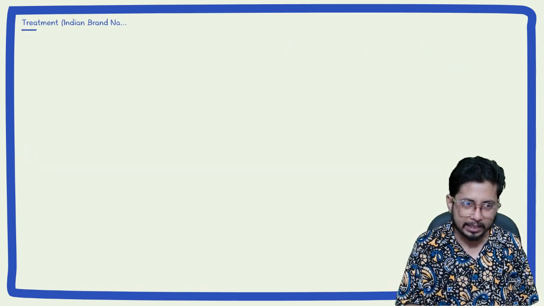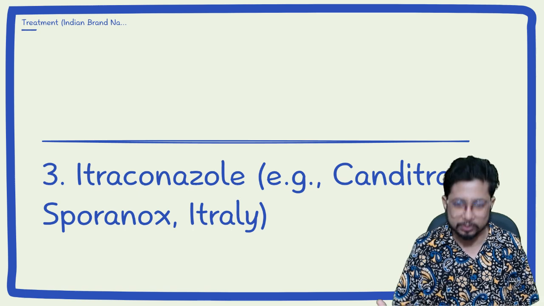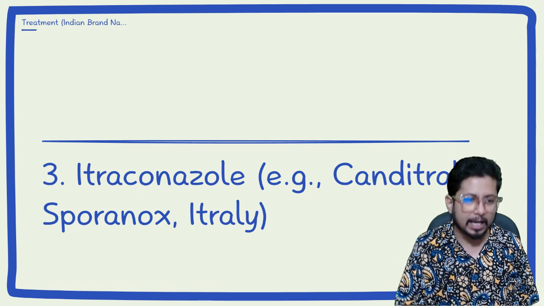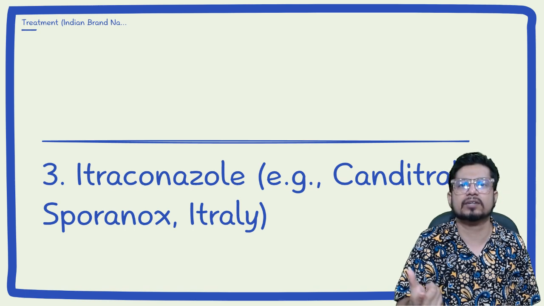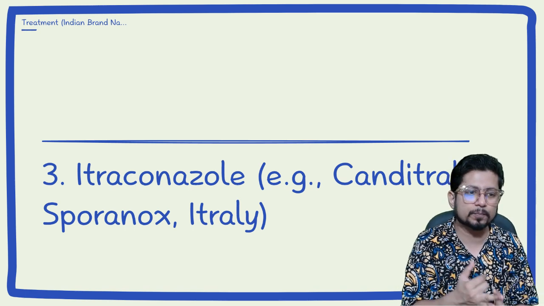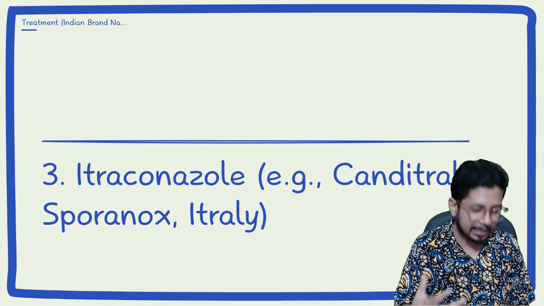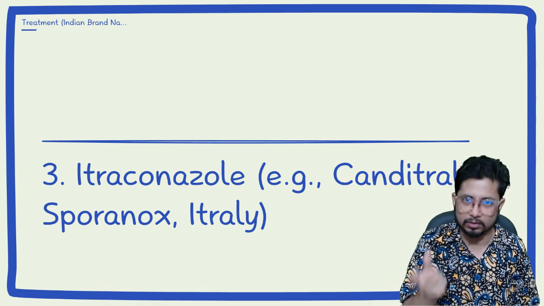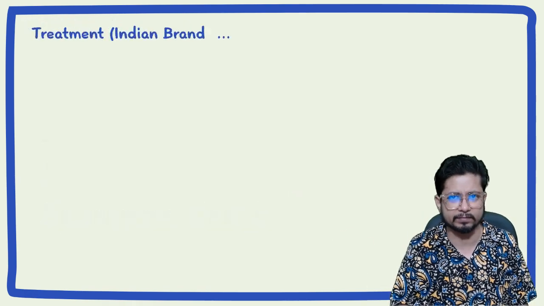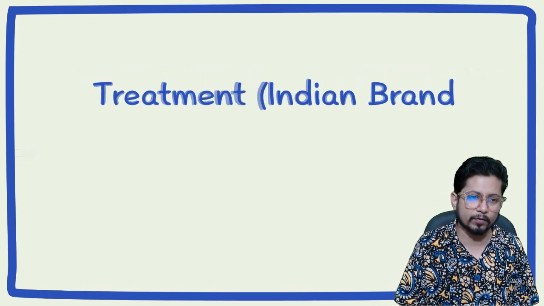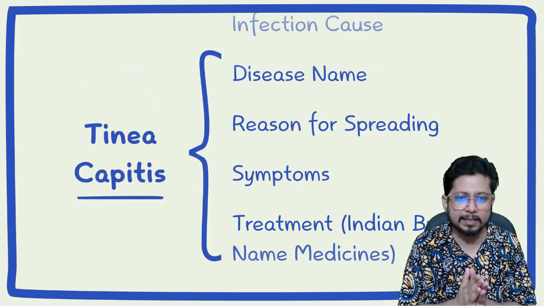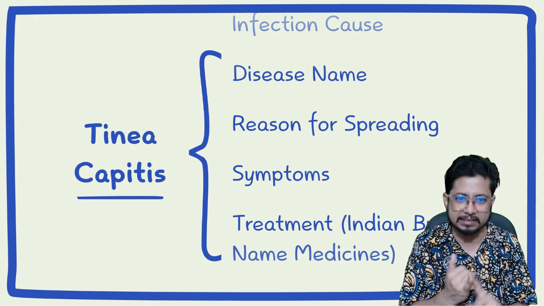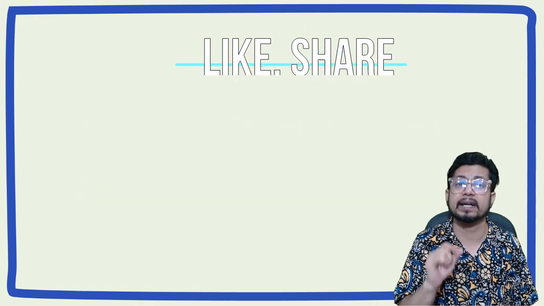This can be utilized. The third type is itraconazole. Example Canditral, Sporanox as well as Itrali. So Canditral, Sporanox and Itrali are the Indian brand names of itraconazole drugs that are available. Many other varieties are also available that can be provided. So these are the treatments of Tinea capitis. I believe you have a clear idea about the Tinea capitis reason, symptoms and treatment.